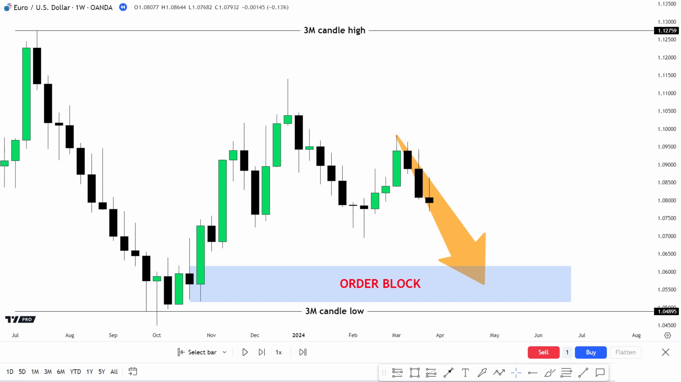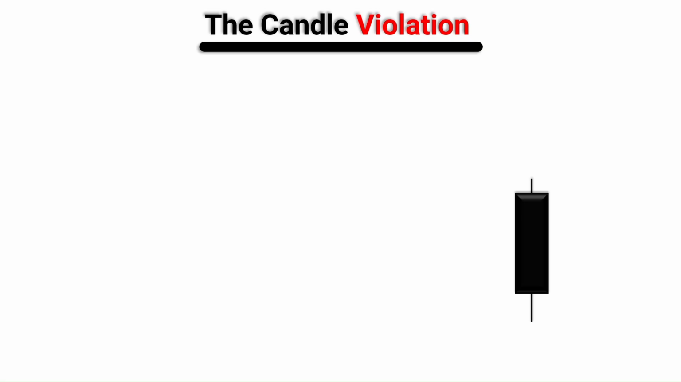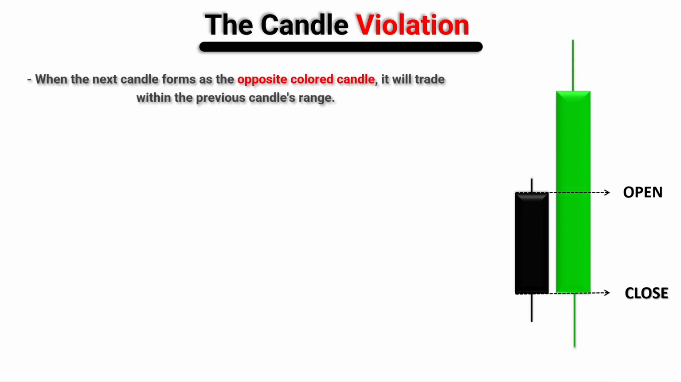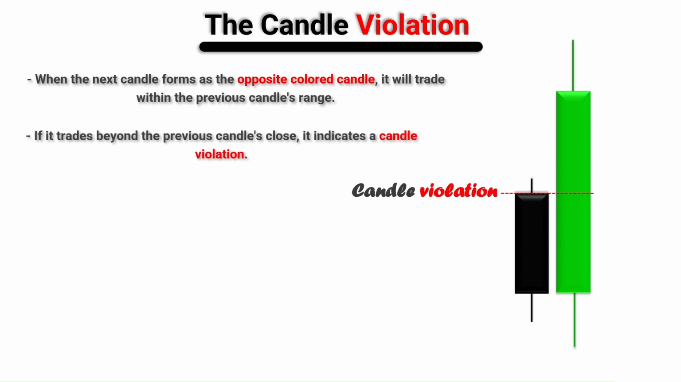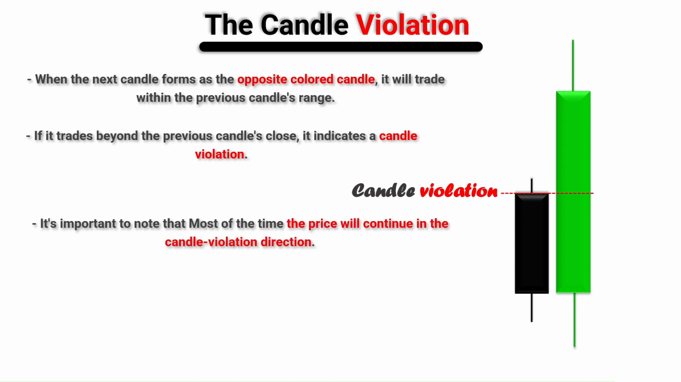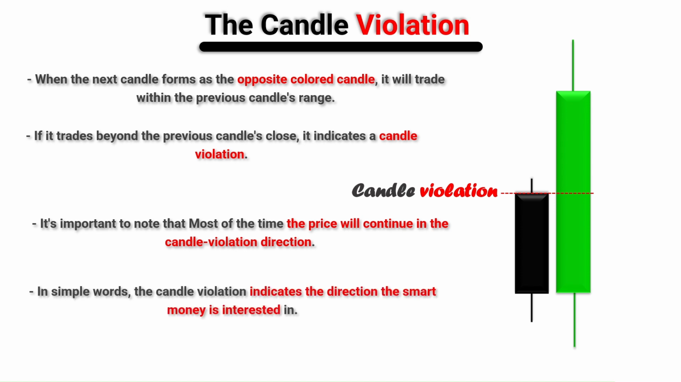I am switching to 1 time frame lower to see the candle violations. The most important factor in each candle analysis is the opening and closing price. When the next candle forms as the opposite colored candle, it will trade within the previous candle's range. If it trades beyond the previous candle's close and closes after it, it indicates a candle violation. It's important to note that most of the time, price will continue in the candle violation direction. In simple words, the candle violation indicates the direction the smart money is interested in.